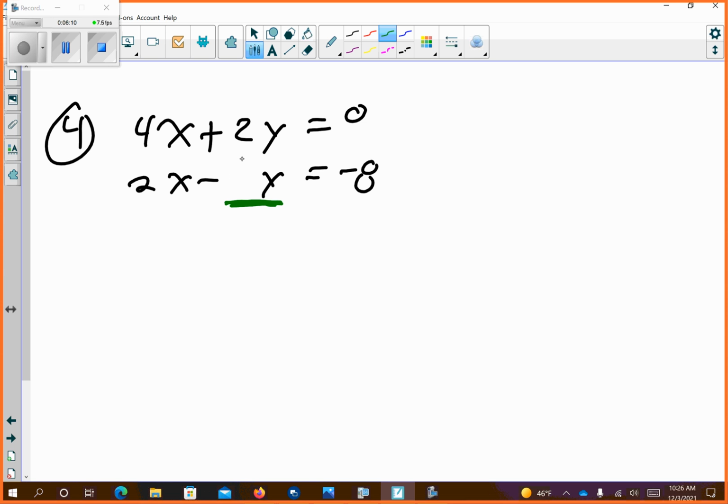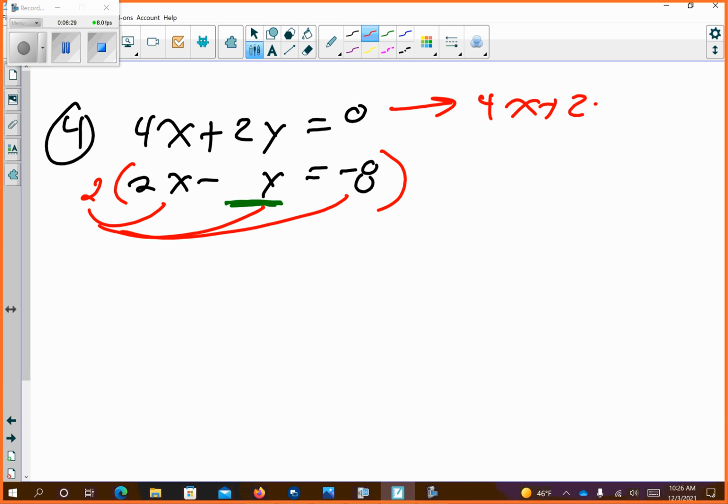So I'm going to think about doing something to that second equation to get it to be an opposite value of 2y. The opposite value of 2y is -2y. So I'm going to multiply this entire equation by 2. So the top stays as is. The bottom becomes 4x minus 2y equals -16. Did I do that math right? Does that make sense how I distributed?